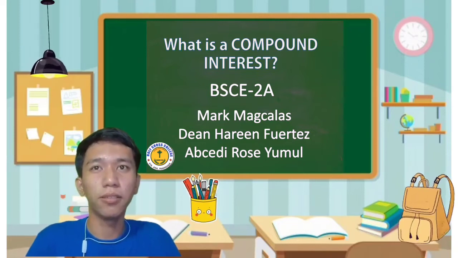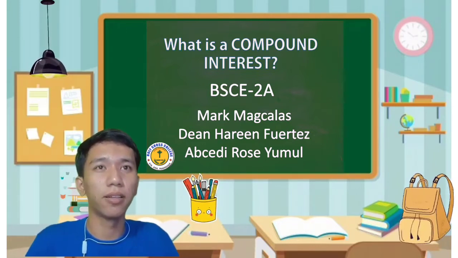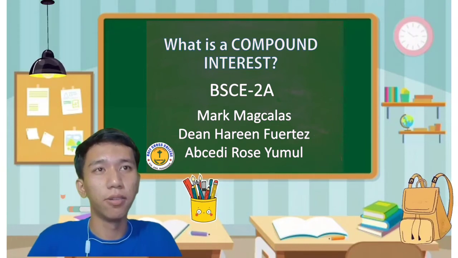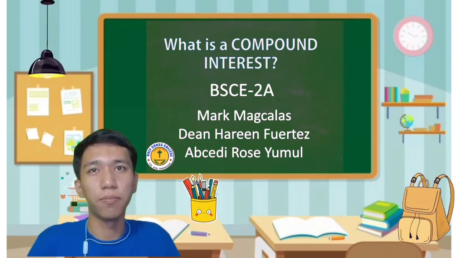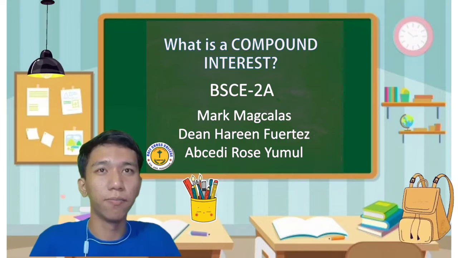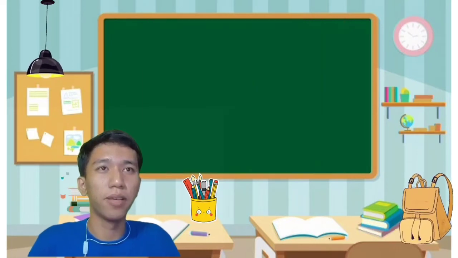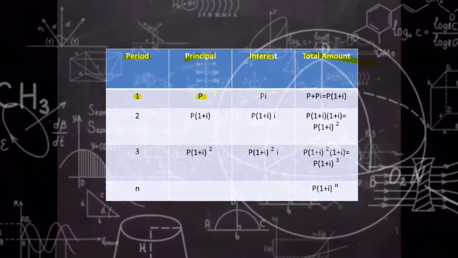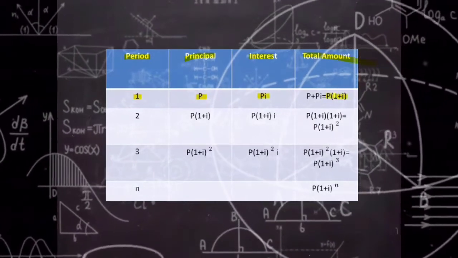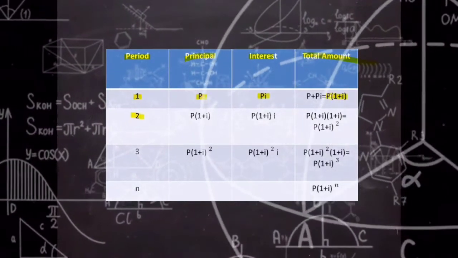Compound interest is frequently used in commercial practice rather than simple interest, especially if the period is longer, spanning more than a year. The future amount of the principal may be derived by the following tabulation. It's what you can see in the table in terms of period, principal, interest, and total amount.